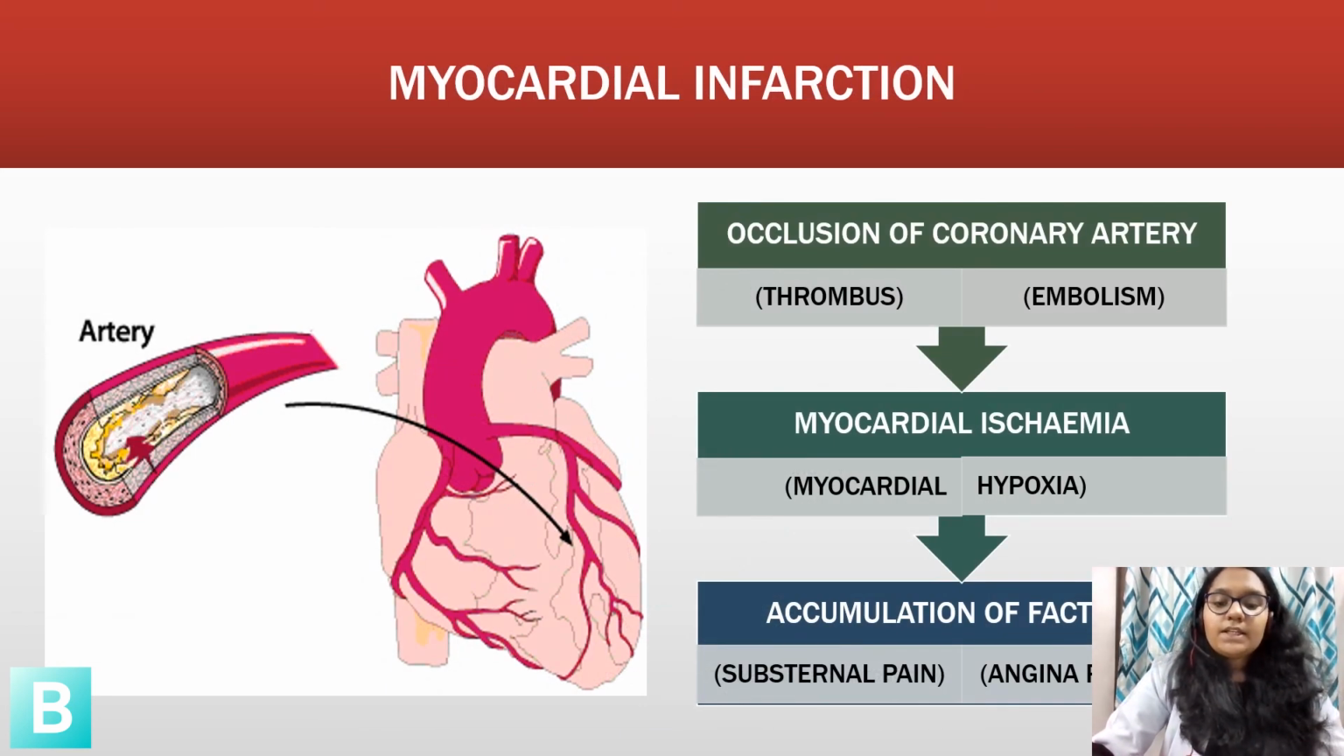Coming to myocardial infarction, also known as heart attack in layman's language, it is characterized by the occlusion of a coronary artery either by a thrombus or embolism, which leads to myocardial ischemia due to hypoxia at tissue level, and then there is accumulation of factor P within the myocardial tissue. The substernal severe chest pain radiating to the inner border of the left arm, called angina pectoris, is seen, and it radiates up to the neck, jaw, epigastrium or the interscapular regions. It is also accompanied by discomfort in the left wrist and the hand.